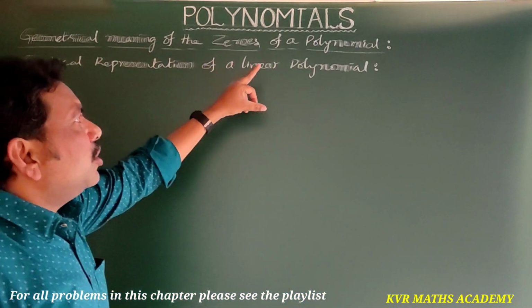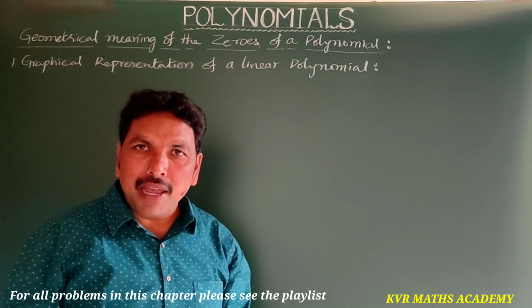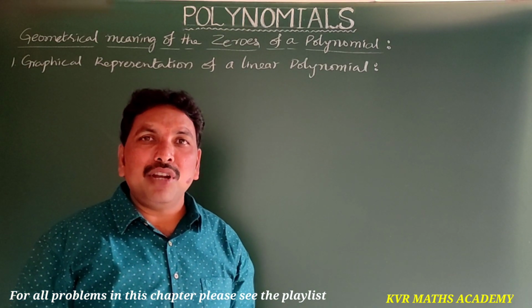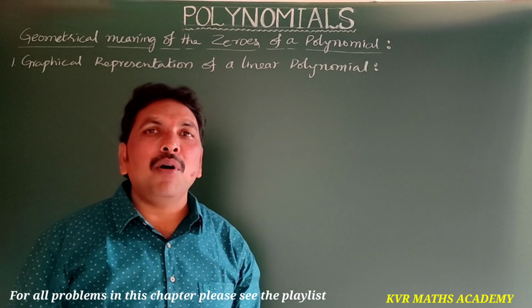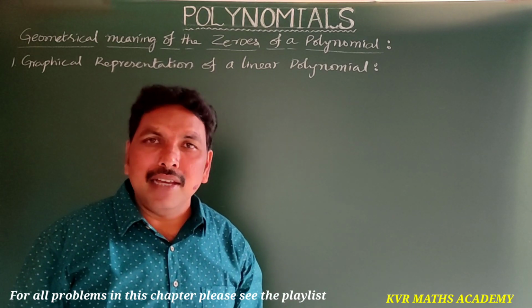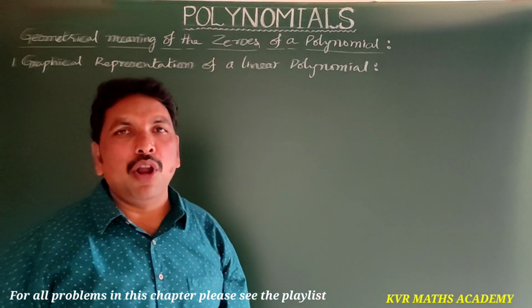Geometrical meaning of the zeros of a polynomial. First one is graphical representation of linear polynomial. Next, graphical representation of quadratic polynomial. Next, graphical representation of cubic polynomial. I will explain, right? First one is graphical representation of linear polynomial.